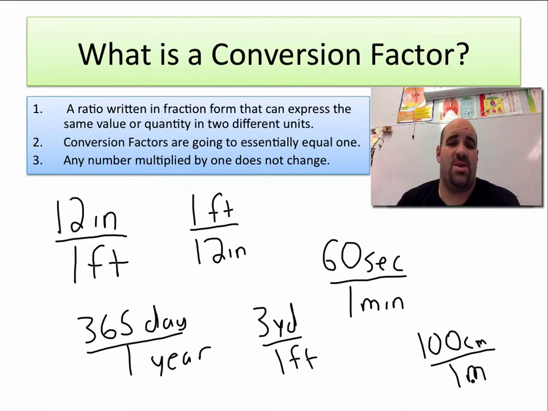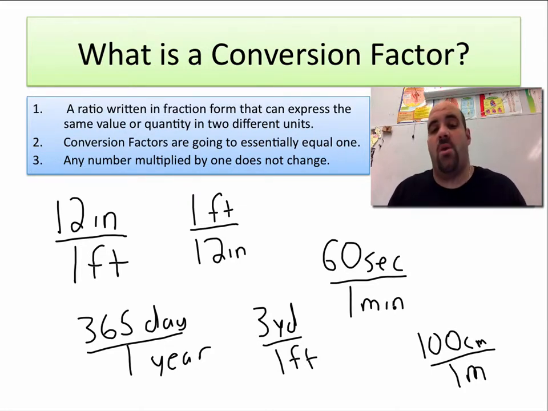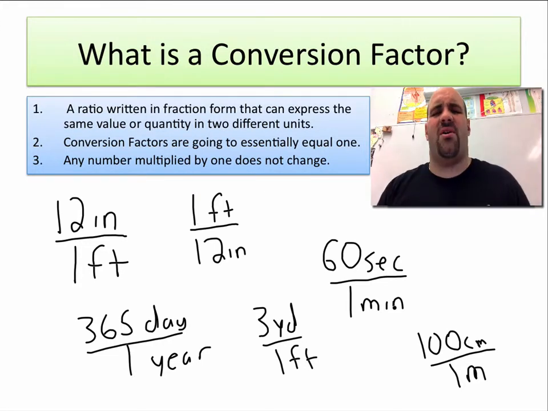These are all ratios that essentially equal 1. 60 seconds is the same amount of time as 1 minute. It's just being expressed in a different unit. So if we use these conversion factors, we can do something pretty cool. We can convert numbers from one unit into another. And when we start doing it, you might say, well, this is really easy. Why do I got to go through all this?